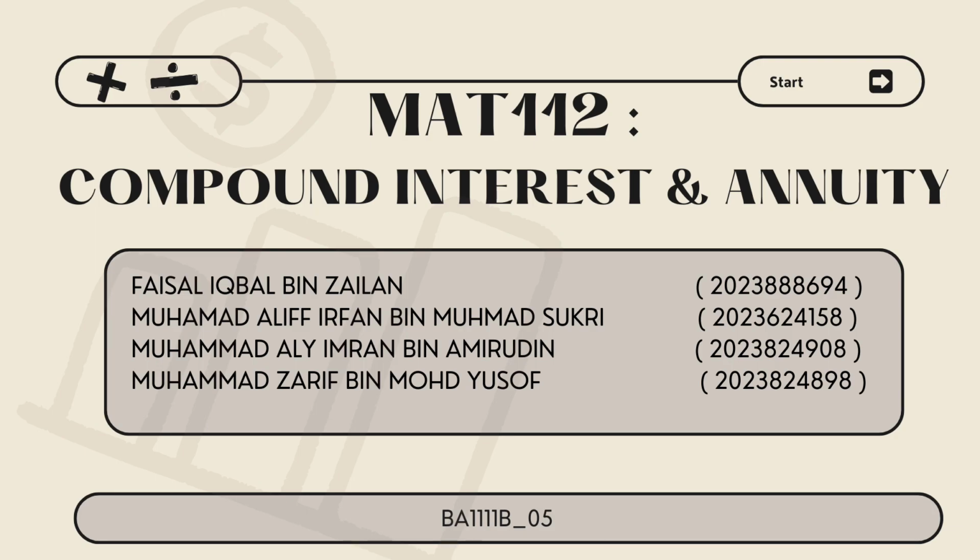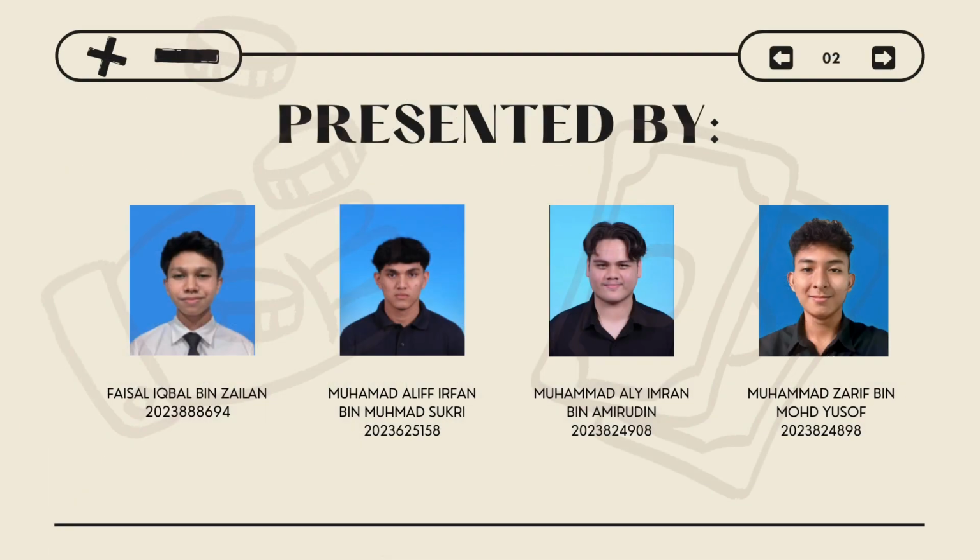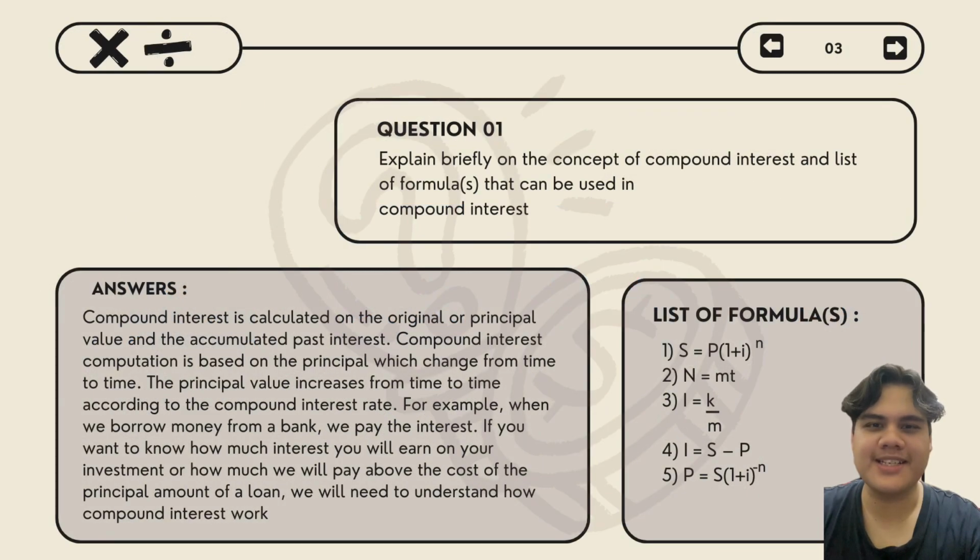We are from course BA 111, that is Business Studies, Class B, Group 5. My name is Muhammad IMRAN bin AMIRUDIN, and I also work together with my three other group mates, that is FAISAL IQBAL bin ZAILAN, Muhammad ALIFF IRFAN bin Muhammad SUKRI, and Muhammad ZARIF bin Muhammad YUSOF. Hi, my name is Ali.